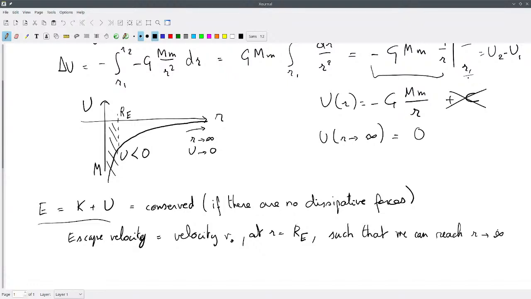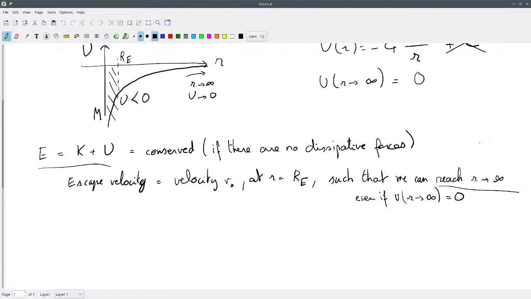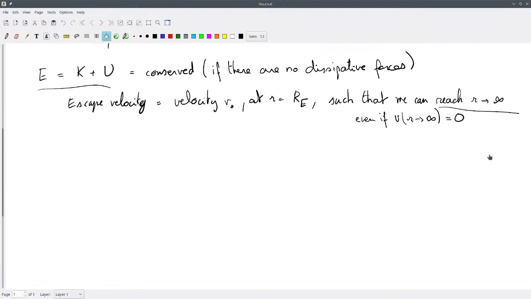So we want to have this escape velocity such that we can reach large distances, even if at those large distances v will be equal to 0. So we asymptotically reach those large distances, potentially at a very low velocity.